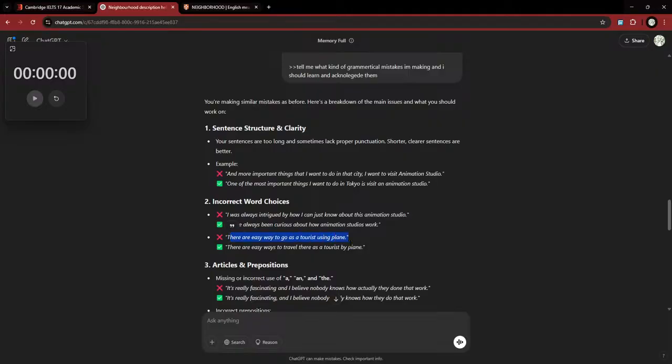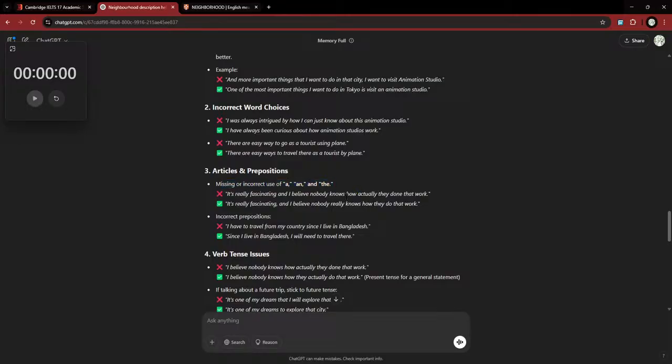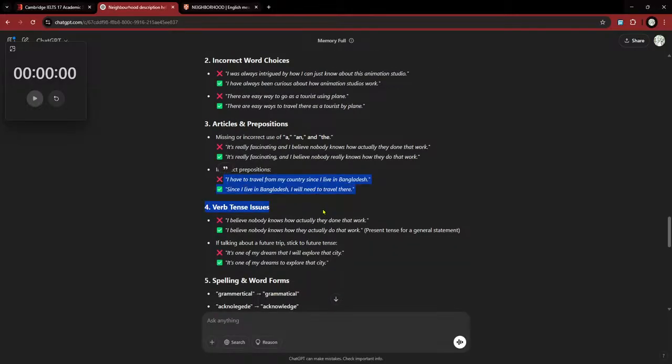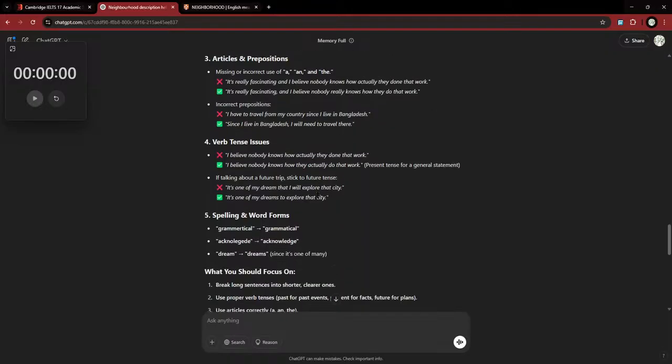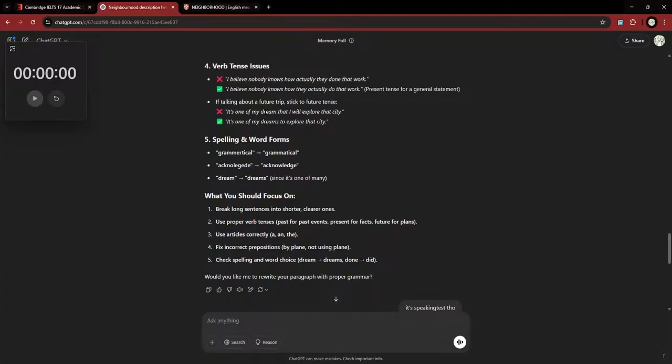There are easy way to go as a tourist using phone. There are easy way to travel. There are easy ways to travel there as a tourist by plane. Missing an S. Okay. It's really fascinating, and I believe nobody knows how actually they done that work. Incorrect. I have to travel from my country since I live in Bangladesh. Since I live in Bangladesh, I will need to travel there. Verb tense: I believe nobody knows how actually they do that work. Present tense and general statement: I believe nobody knows how they actually do that work.